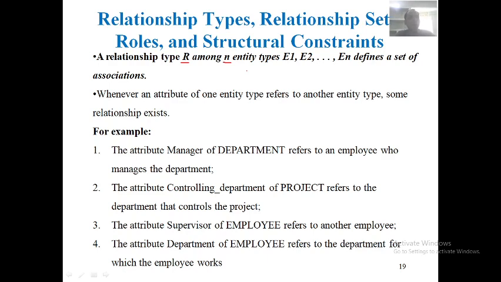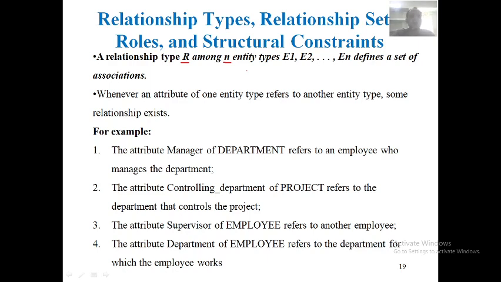Even if it is 2, you can easily build the relationship. Employee works for department: department and employee are the two entities, and works for is the relationship type. Then there may be 3 entities and one relationship type. Like this, there may be n entities participating in relationship type R, which defines a set of associations.